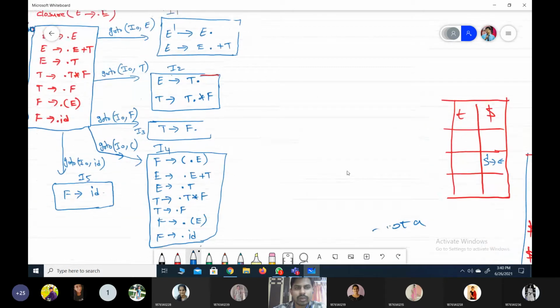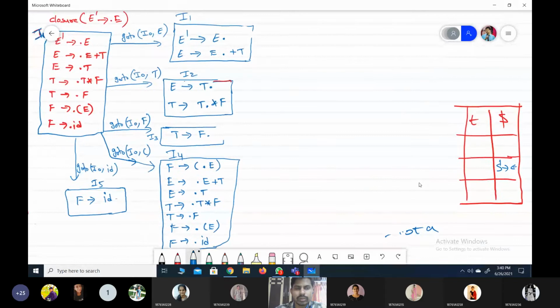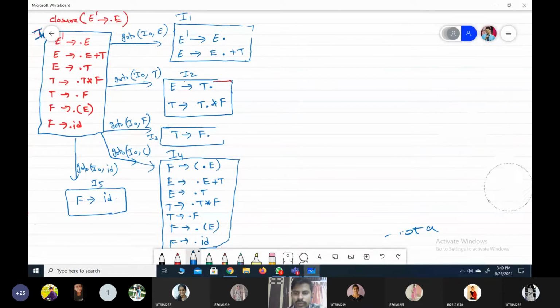On the closure set, if we observe, I1, I2, I3, I4, I5, 5 states are observed. On the I0 state, if we take the alphabets either E, T, F, open parenthesis, or ID, you observe 5 different states. So after the dot, whatever symbols we have, we applied those symbols only.